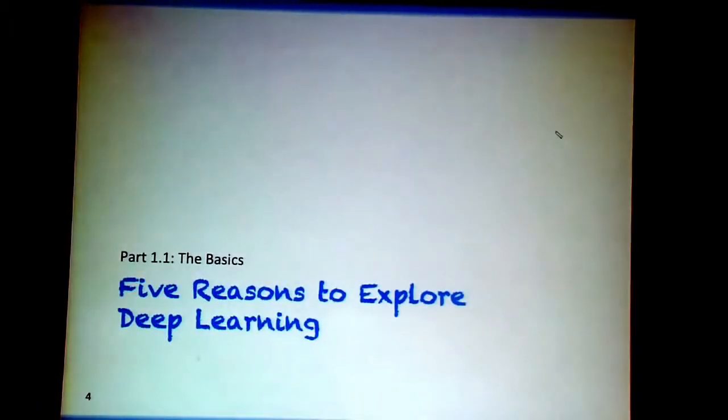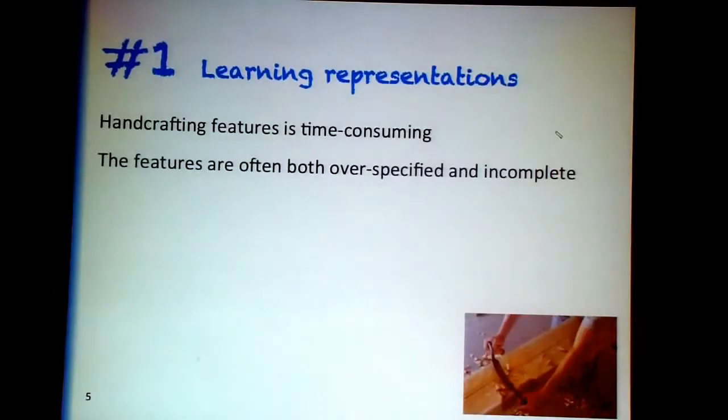So the very first section of the tutorial is going through with you a bunch of reasons why you should be interested in exploring deep learning and should go off and try it for the rest of the summer. These are the big picture motivations. The first one is the idea I've already mentioned: learning representations and features.